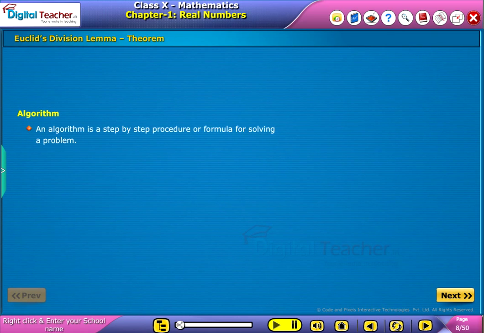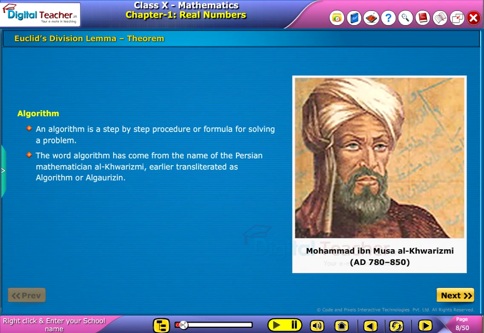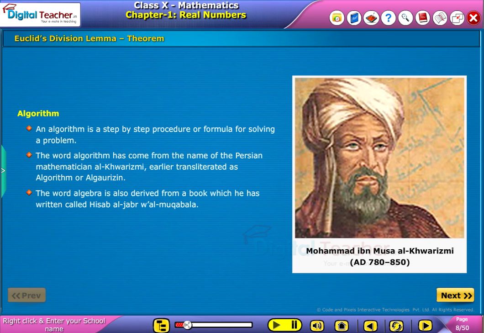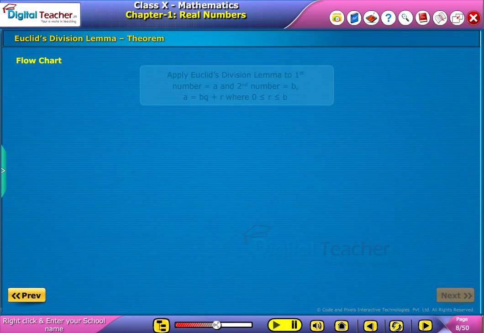An algorithm is a step-by-step procedure or formula for solving a problem. The word algorithm has come from the name of the Persian mathematician Al-Khwarizmi. The word algebra is also derived from a book which he wrote called Hisab al-Jabr wal-Muqabala. Euclid's division algorithm is used to compute the highest common factor.